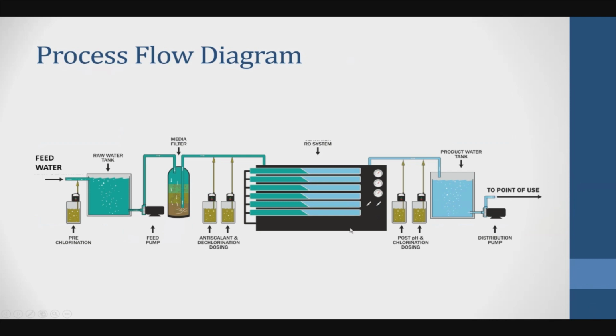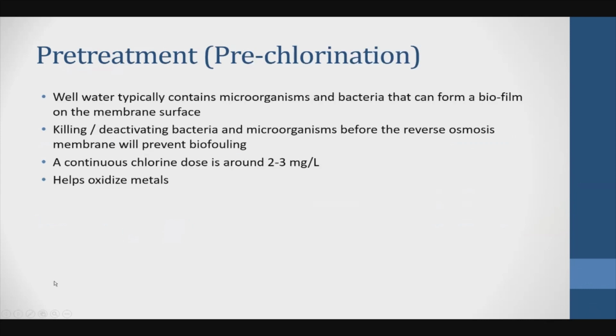Now, as we explained, we already talked about the well water that sometimes has microorganisms and bacteria that can form a biofilm on the membrane surface. That's why it's a good idea to get rid of these bacteria and microorganisms before it goes to the reverse osmosis. And remember something, it depends on how high the microorganism level is, so the dose of the chlorine can go up to 2 to 3. Most of the time, it shouldn't be more than 1 milligram per liter. And like what we said, it helps to oxidize the heavy metals.